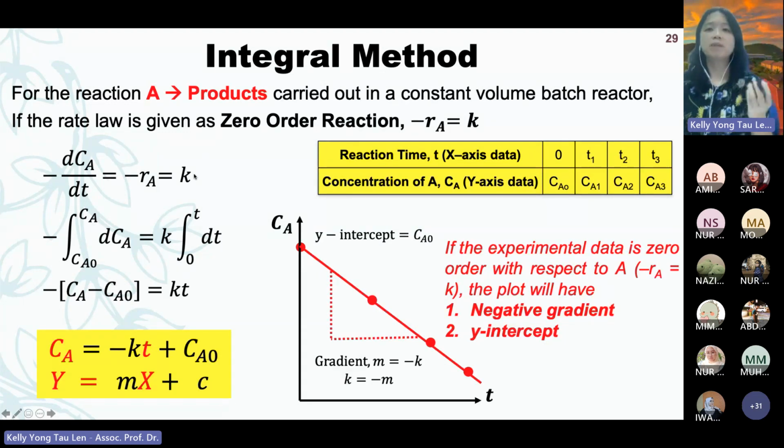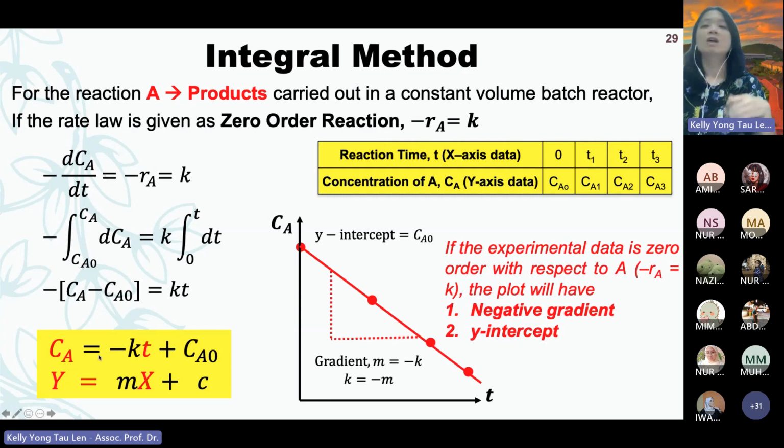Again, how we derive this is that minus rA equals k, CA power 0. You know that something to the power zero becomes 1. 1 multiplied by k is k, right? So when we integrate this equation, that's why you get your final equation. You must remember to correlate it with our experimental data. Remember, I said earlier that in our experiment, the data we will have are time and the concentration of A, CA. We have CA, we have time.